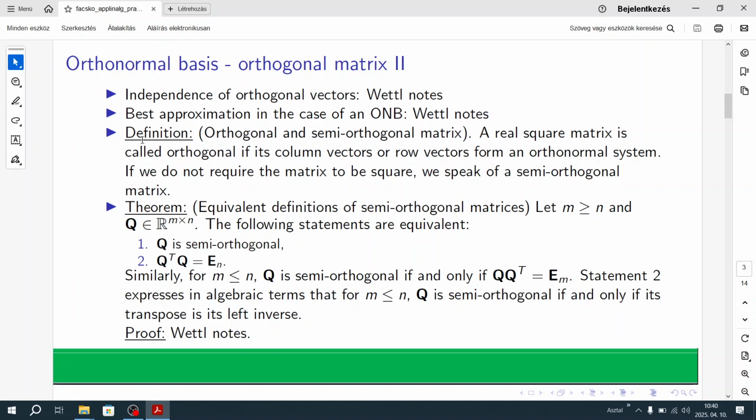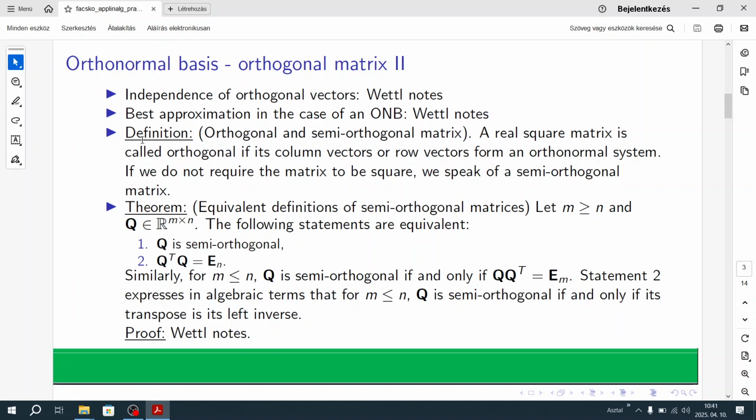Let's not skip the following thing. Orthogonal and semi-orthogonal matrix. This means the following. You have a matrix, any matrix, and you divide it into vectors. If these vectors are orthonormal, then you say the matrix is orthogonal. One example. There were more examples yesterday actually.